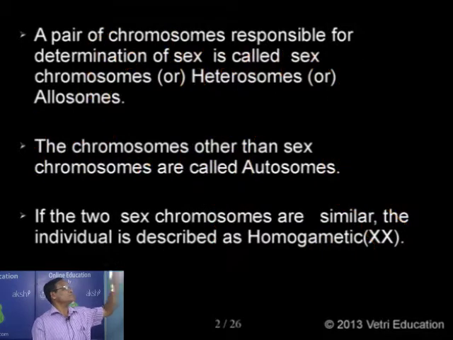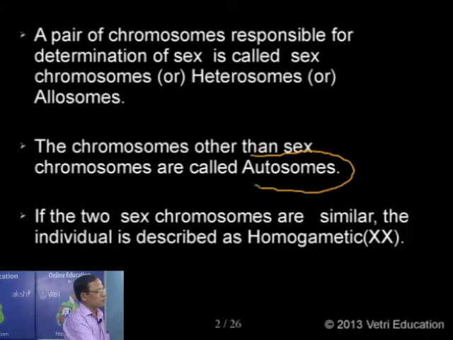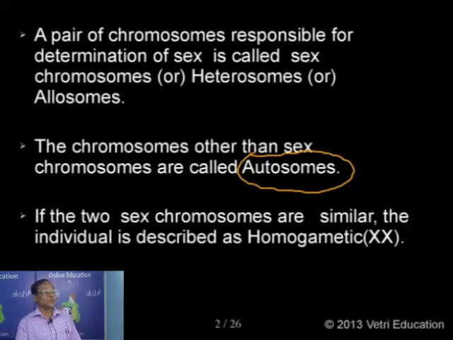Let's see. A pair of chromosomes responsible for the determination of sex is called sex chromosomes, heterosomes or allosomes. The chromosomes other than sex chromosomes are called autosomes. You know the meaning of that. Normally the body characters are controlled by the genes located in the autosomes, or body chromosomes or somatic chromosomes. Such chromosomes having the genes for controlling the body characters are called autosomes. The other chromosomes concerned with the sex of the individual are considered sex chromosomes.